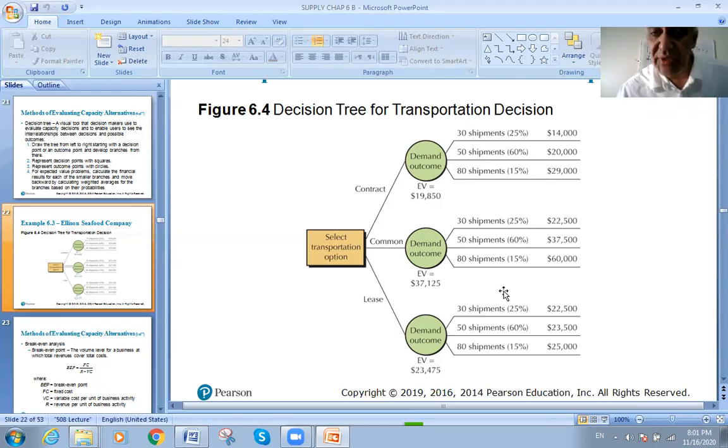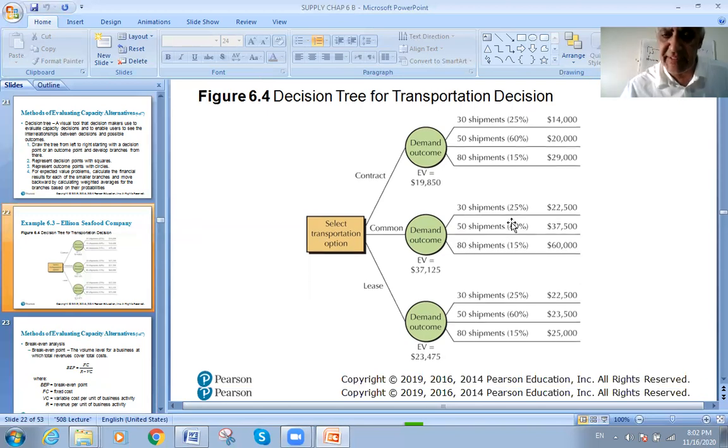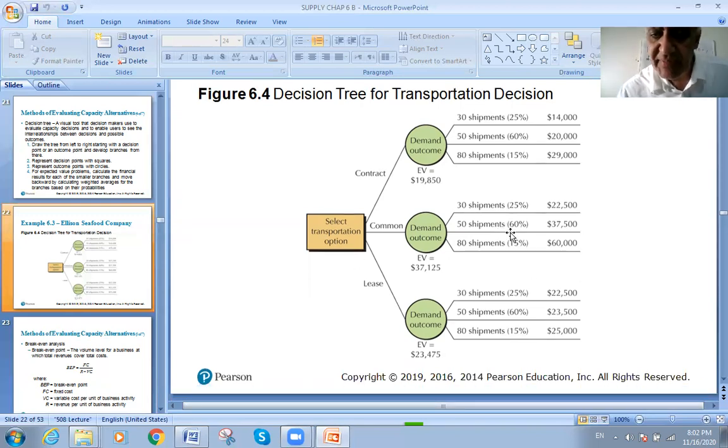I just want you to notice that for every branch of the tree, the whole probability distribution must equal 100%, because you know that the summation of the probabilities equals 1 or 100%. As an example, 25% and 60%, that's 85%. Plus 15%, that all comes to 100%. Let's look at this: 25% plus 60% plus 15%, when you calculate it, is 100%.